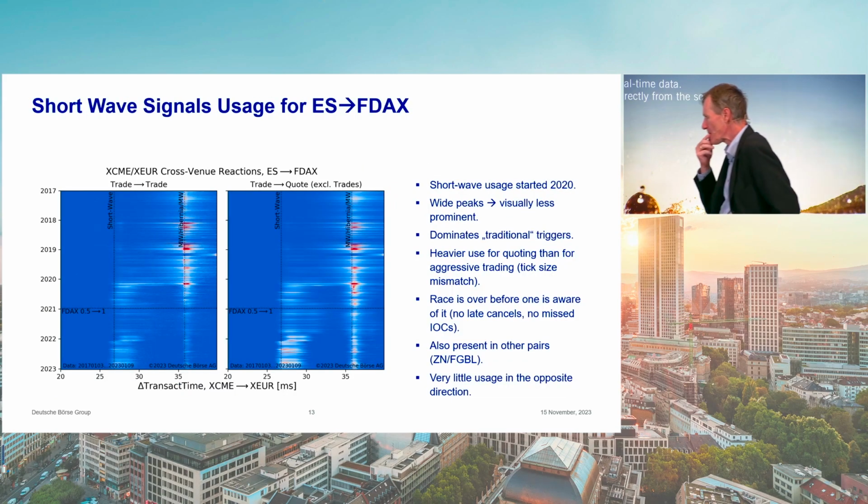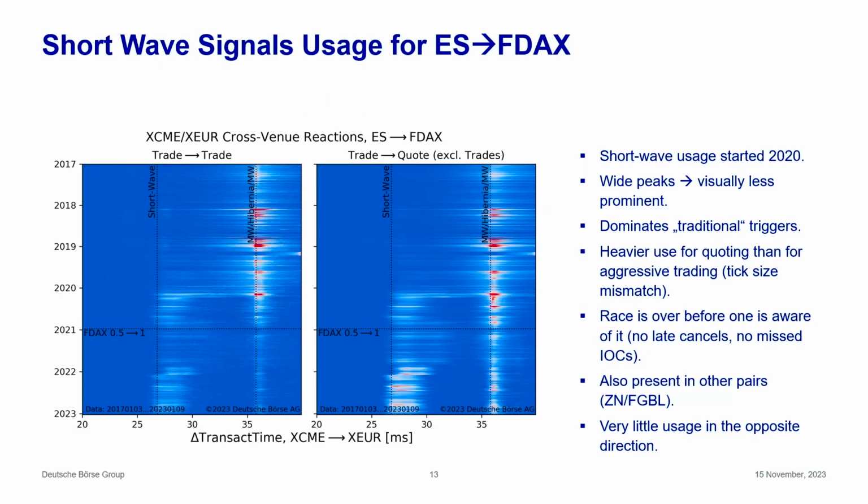What we see here is, the vertical axis is the date starting 2017, and then 2023 towards the bottom, and the horizontal axis is the latency measured between a trade on CME to a trade on Eurex. The left one is trade to trade, and the right one is trade to a quote. Until about early 2020, most of these reactions came at 36 or so millis, and that's exactly the time you need to go from Chicago by microwave to the East Coast, fiber through the Atlantic to Wales, and then microwave to Frankfurt. That gives you the 36 or so millis.